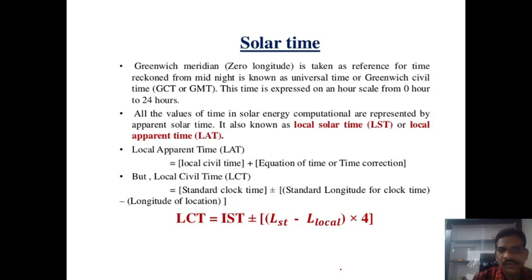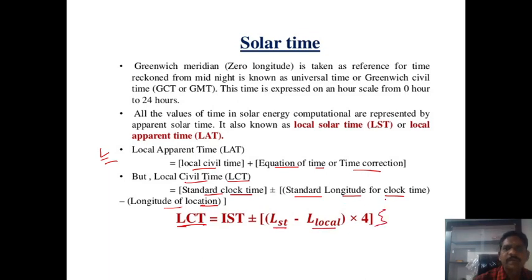And this is one standard definition. You also know local apparent time. So what is local apparent time? It is local civil time plus equation of time, or time corrections. So local civil time is equal to standard clock time plus minus the difference between standard longitude for the clock time and longitude of the location, into 4. So this is a simple way.